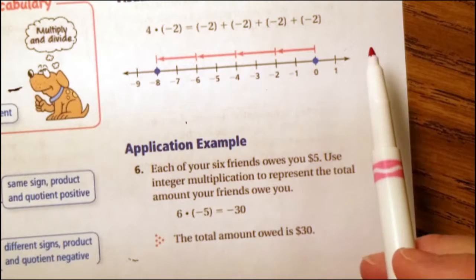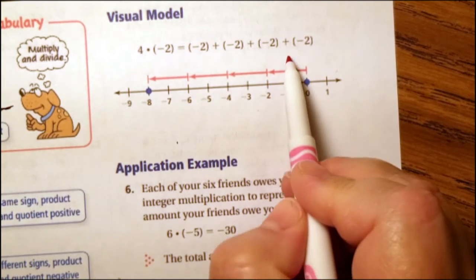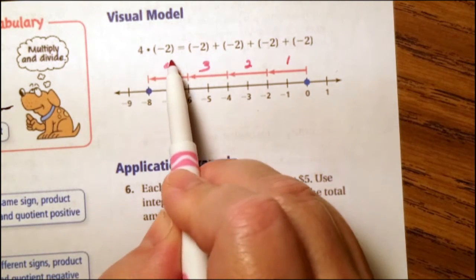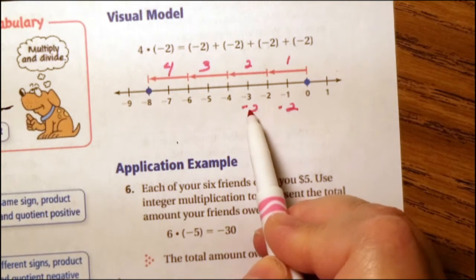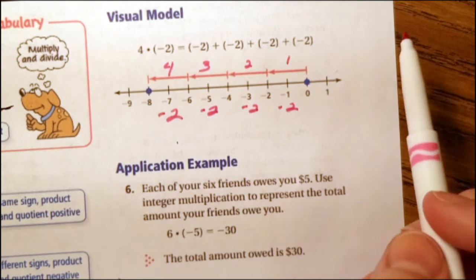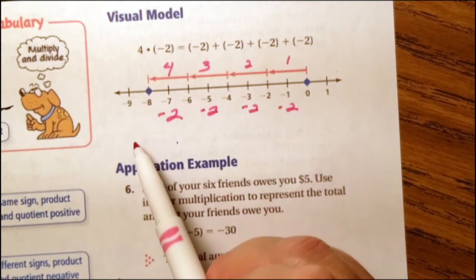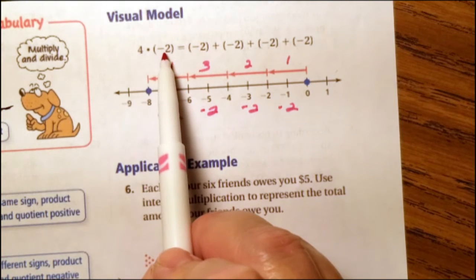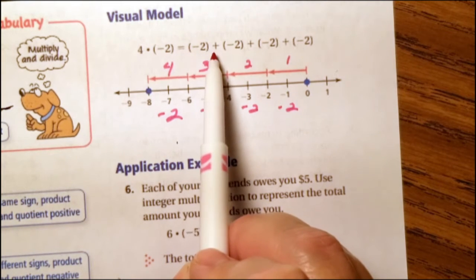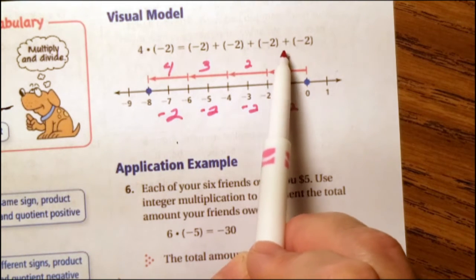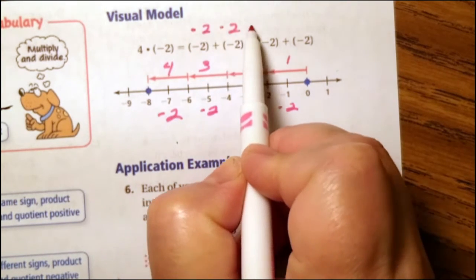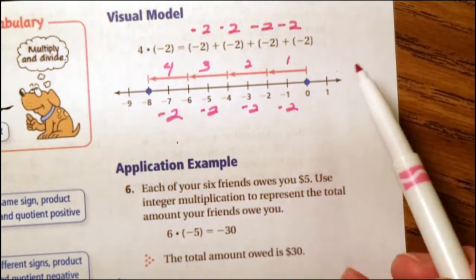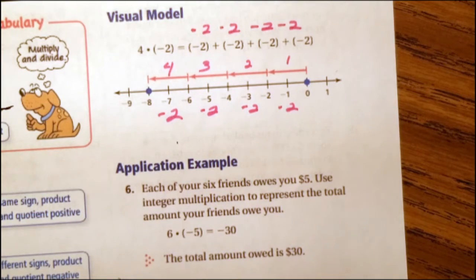On the visual model, we start at 0, and we have 1, 2, 3, 4 groups, and inside of each group, it's -2, -2, -2, -2. So we have 4 groups of -2. So 4 times -2, 4 groups of -2, which equals -2 combined with -2 combined with -2 combined with -2, or it could be -2 minus 2 minus 2 minus 2. Either way, you're always going to get -8.